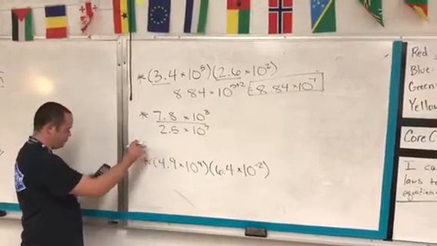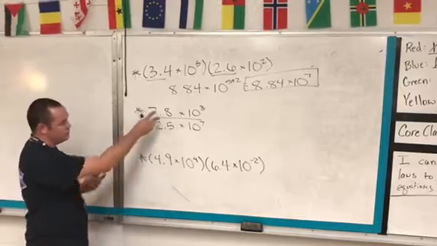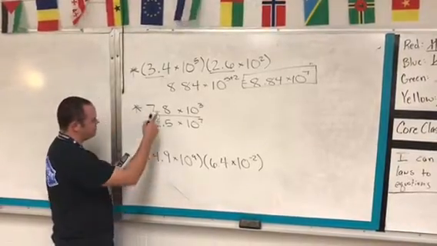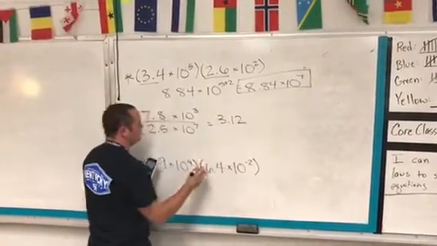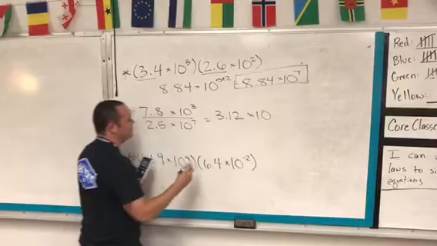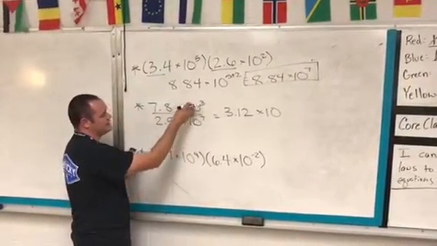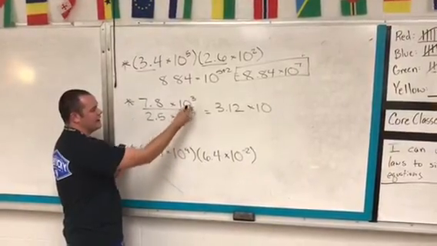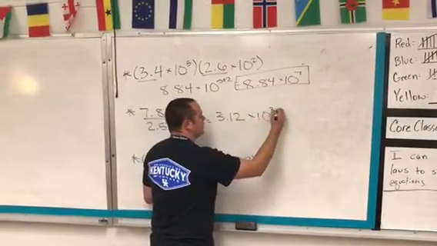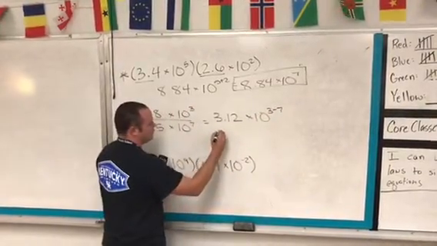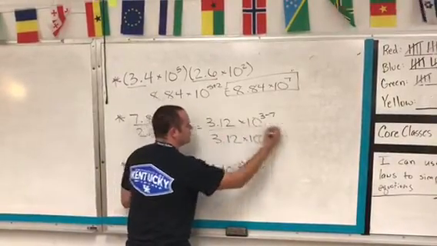Same thing if we have a division problem. When it's a division problem, what we want to do is just divide the two numbers regularly. So 7.8 divided by 2.5 is 3.12, and then we're going to have times 10. Now, if this were an exponent division problem, which technically it is, since they have the same base, we can just subtract our exponent in the denominator from our exponent in the numerator. So we have 3 minus 7. So our final answer is going to be 3.12 times 10 to the negative 4th power.